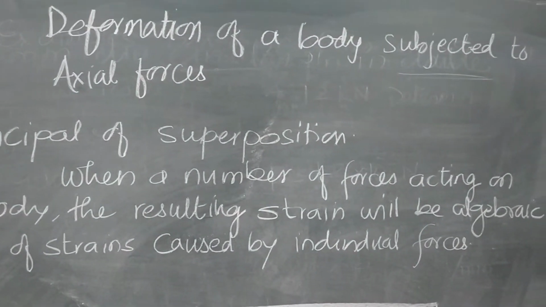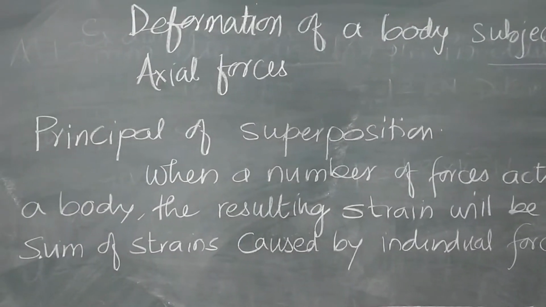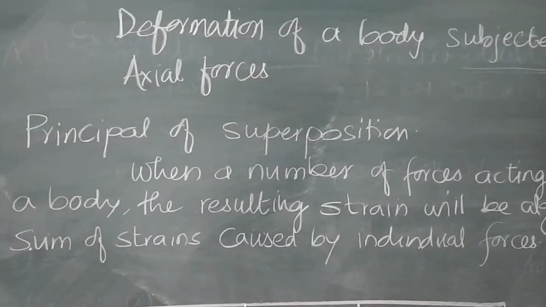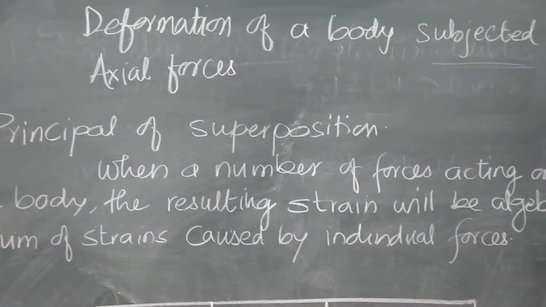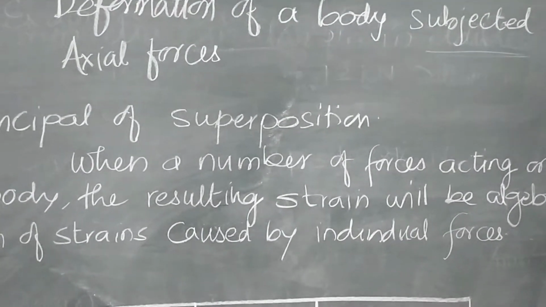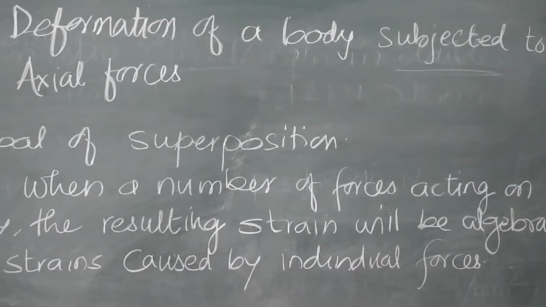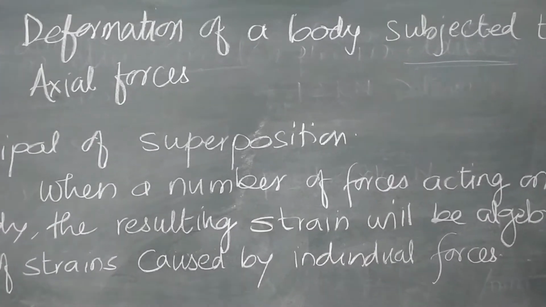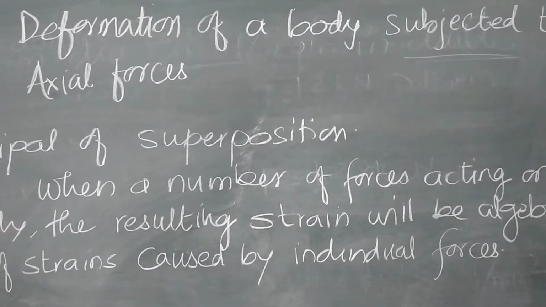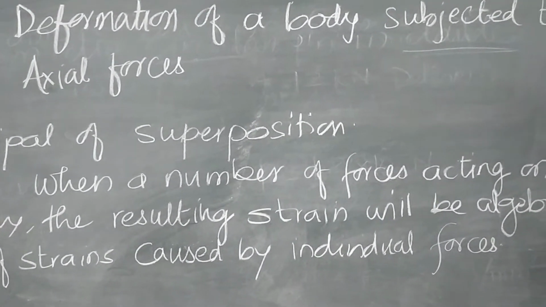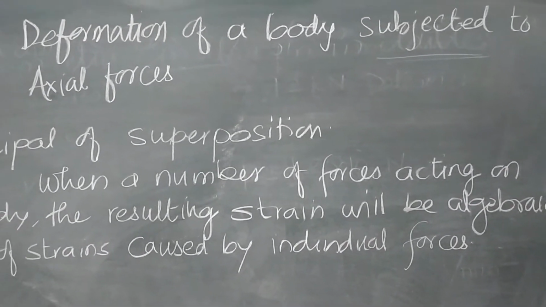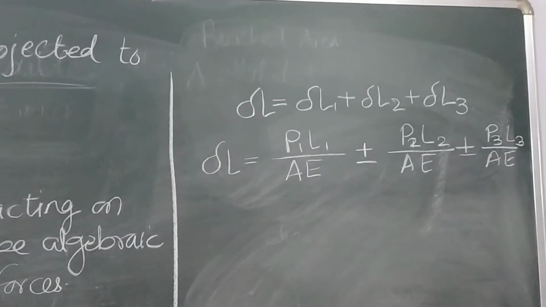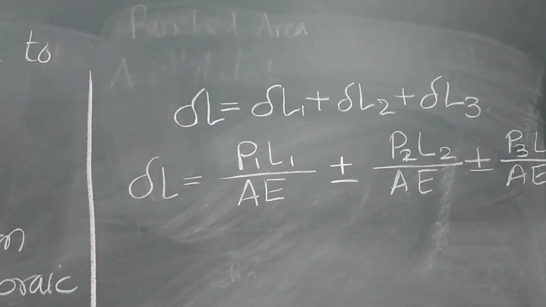When a number of forces act on a body, the resulting strain will be the algebraic sum of strains caused by individual forces. That means when there is more than one force, for example two forces acting in different directions, or a number of forces more than two, then we can have this combined effect.